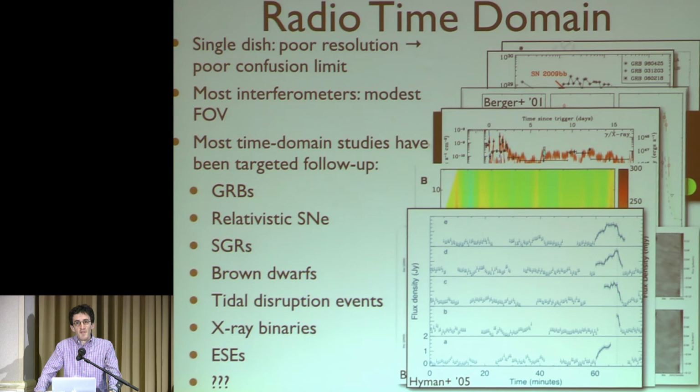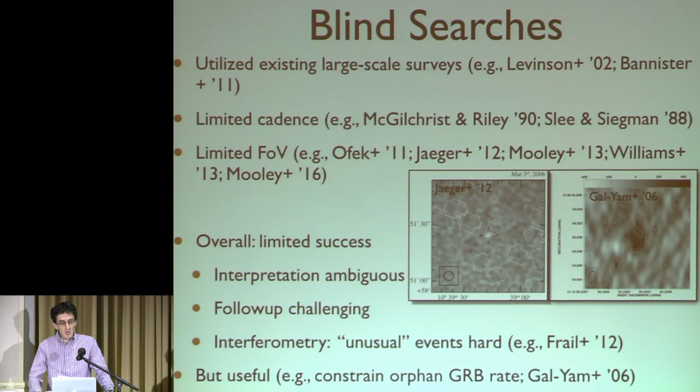There have been a number of blind searches over the last few years to decade, but they've been somewhat limited in their impact. They've used existing large-scale surveys, and that has meant that they've either had a limited cadence, a limited field of view, or both. And they've had some successes, but those successes have been limited. The interpretation is ambiguous, often because you're finding the events years or decades after the data were taken. Follow-up is challenging, often for the same reasons.